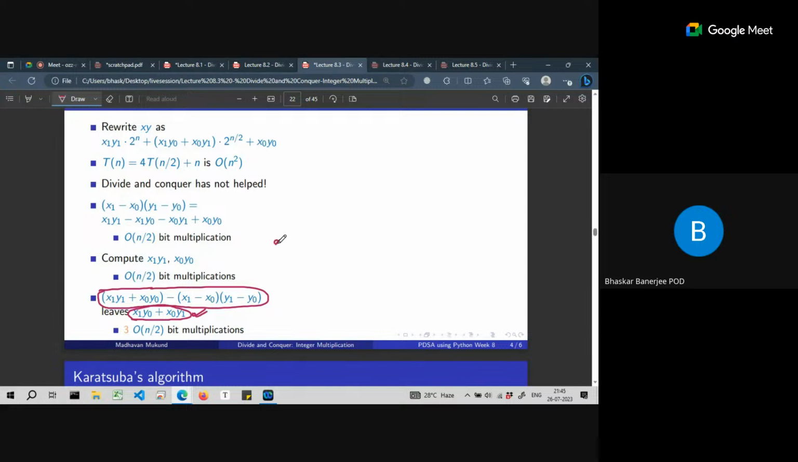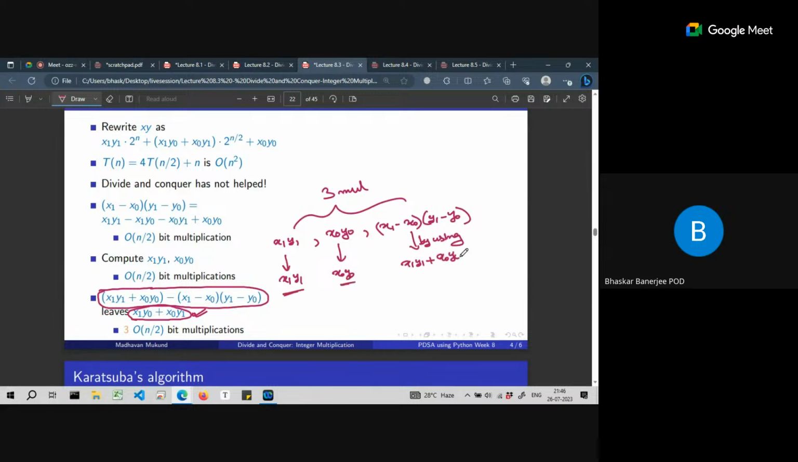So if I do x1 y1, x0 y0, and x1 minus x0 into y1 minus y0, these 3 multiplications that I do separately, then what terms am I getting from these 3 multiplications? This term is directly x1 y1, this term is directly x0 y0, and by using this term, since I have already done x1 y1 and x0 y0 separately, I can use them, I do not have to do it again, minus this term basically.